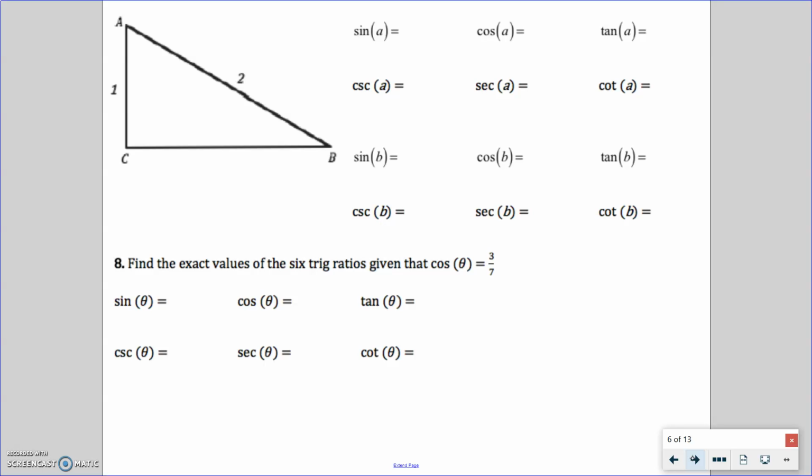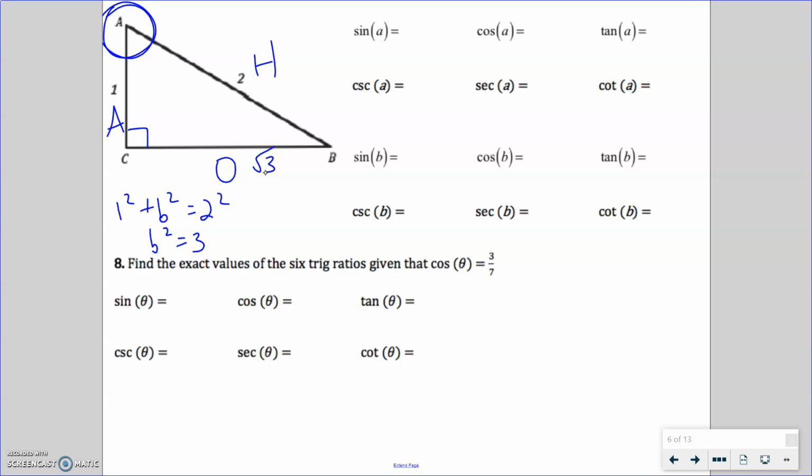All right, so these first 6, it looks like A is the reference angle. So here's my H, my O, and my A. Again, I don't know this opposite side, so I'm going to use Pythagorean's theorem. Here's my right triangle. So 1 squared plus, I guess I'll use B squared, equals 2 squared. 4 minus 1 is 3, so this must be square root of 3 for that side length.